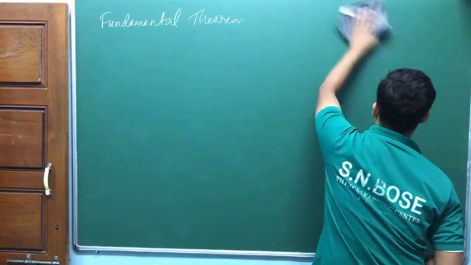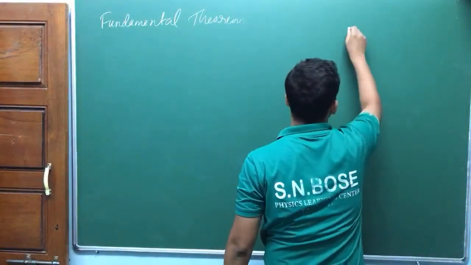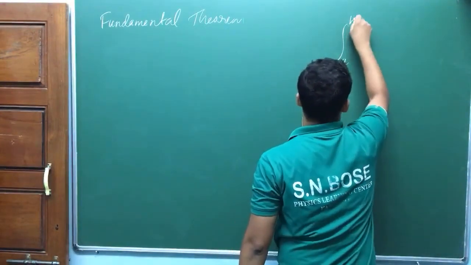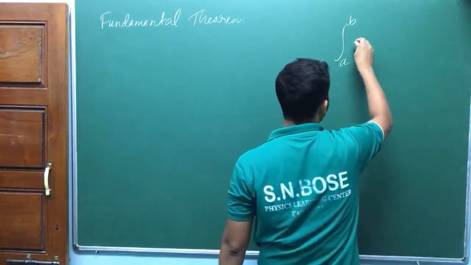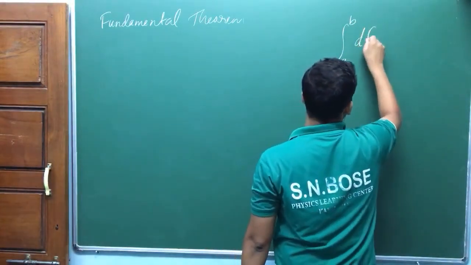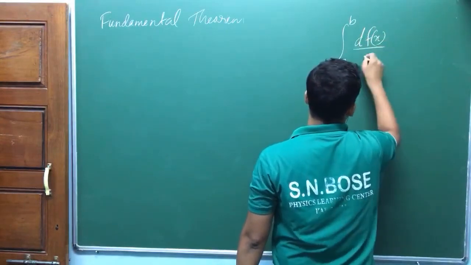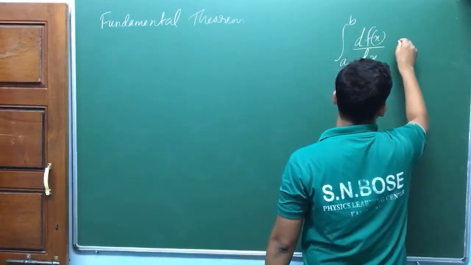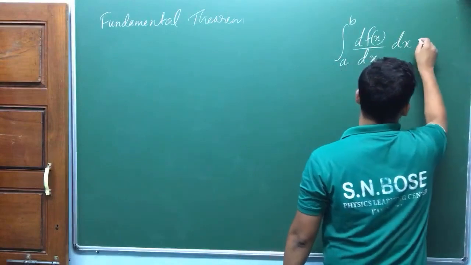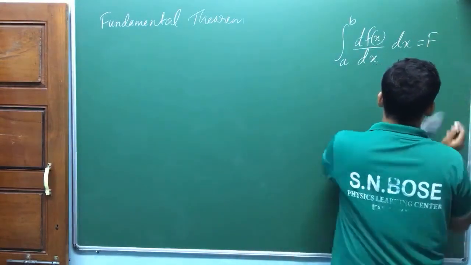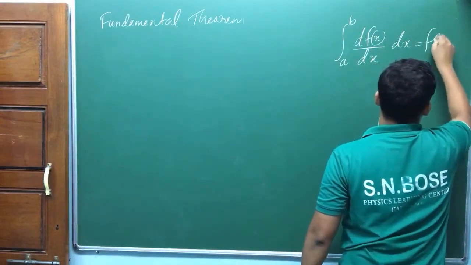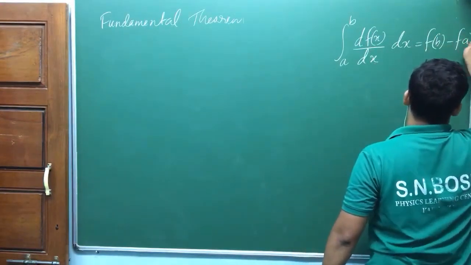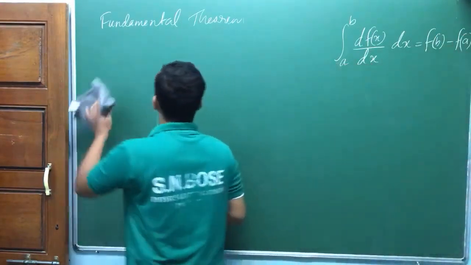We call this the fundamental theorem of calculus, okay? Integral a to b, a and b are along the x-axis, so two points along the x-axis, df of x by dx into dx, that's equal to f at b minus f at a, okay? Let me keep it here one side.